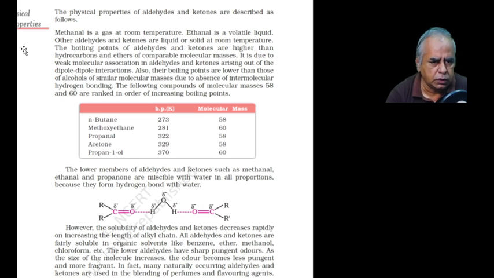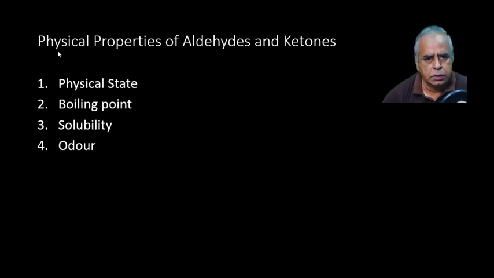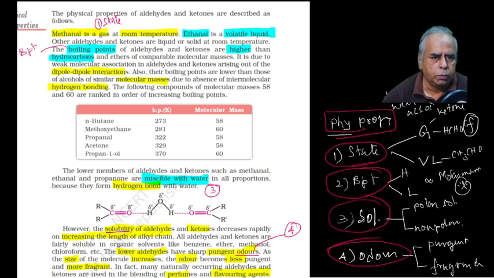You just search for these words so that you will be able to identify the important nodes. Here, see that the major physical properties of aldehydes and ketones discussed in this paragraph are physical state, boiling point, solubility, and odour. Now, how to go about it, just search for this. Here it is given as gas. It means that they are talking about state. And volatile liquid, that is also state. So we are talking about physical state.